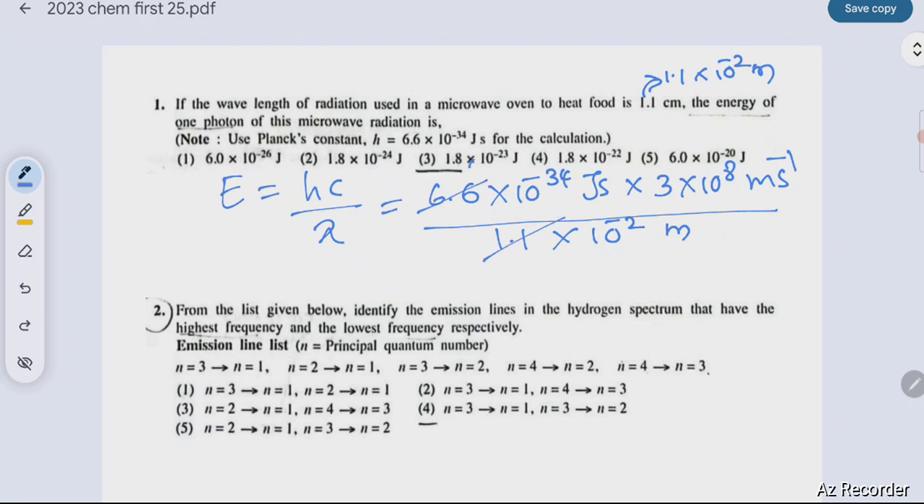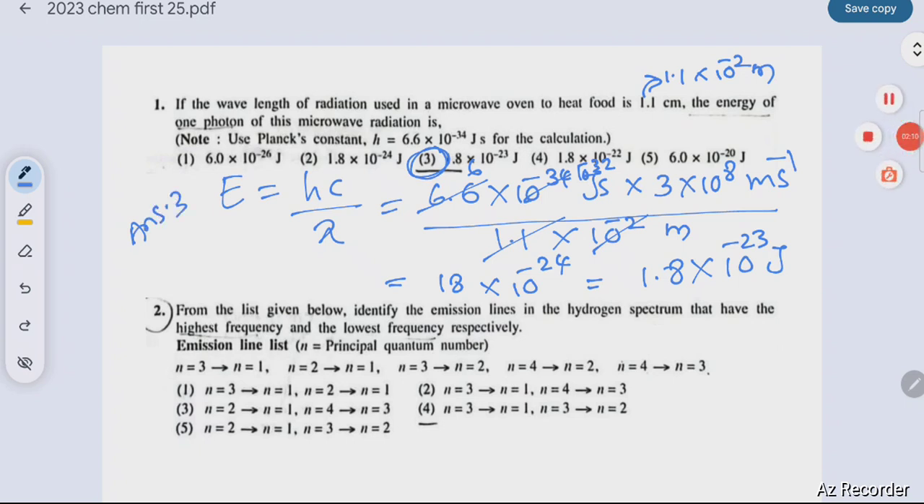So here 6, then here 10 to the power minus 32, then 6 times 3, that is 18. 18 into 10 to the power minus 32 plus 8. Minus 32 plus 8 means there is minus 24. Then we can write this as 1.8 into 10 to the power minus 23 joules. So the answer is 3. Answer is 3 for the first MCQ. Next we will move on to the second MCQ.